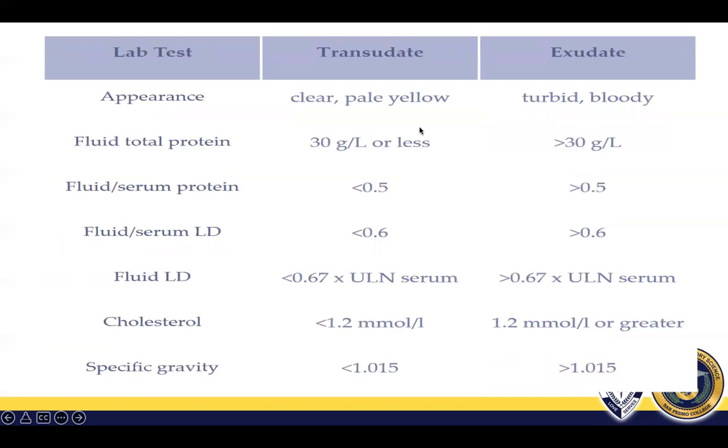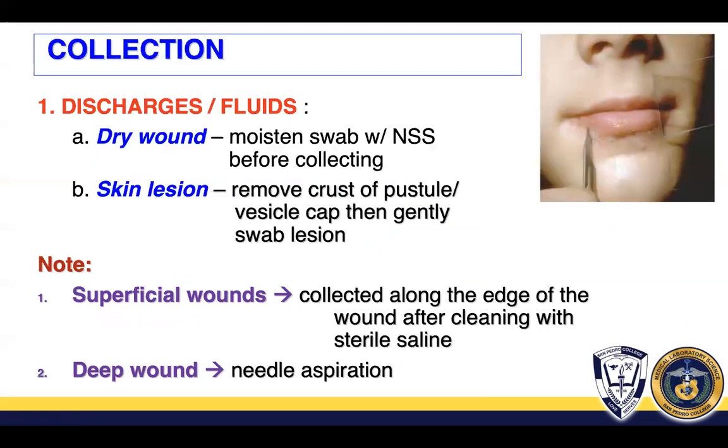And so to differentiate your transudates and exudates further, on appearance, again, transudates are clear like water. They may sometimes be pale yellow, but exudates are turbid or bloody. Also, exudates contain a higher percentage of total protein, serum lactate dehydrogenase, okay? And then higher cholesterol and higher specific gravity, okay?